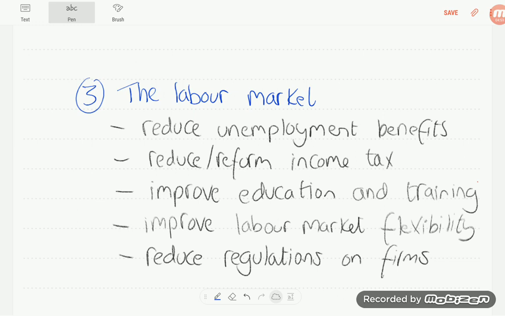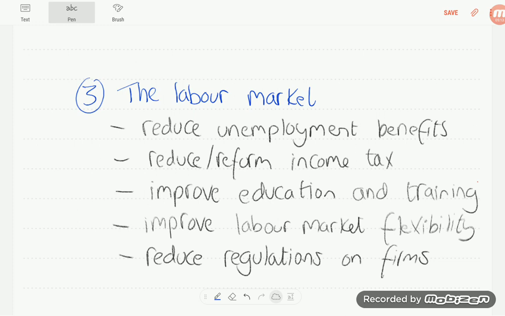Second, reduce or reform income tax. Introducing progressive taxation with the aim of creating more incentives for people to work, e.g., by ensuring that people don't become worse off if they take a job or earn a pay rise.